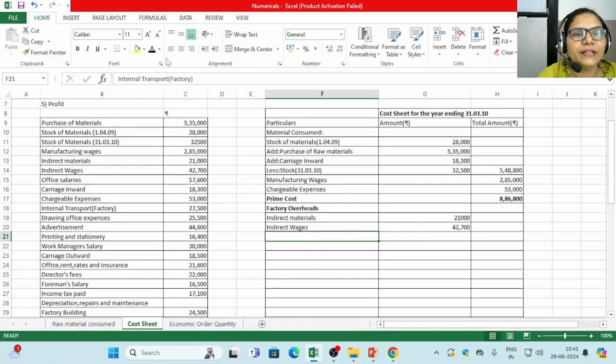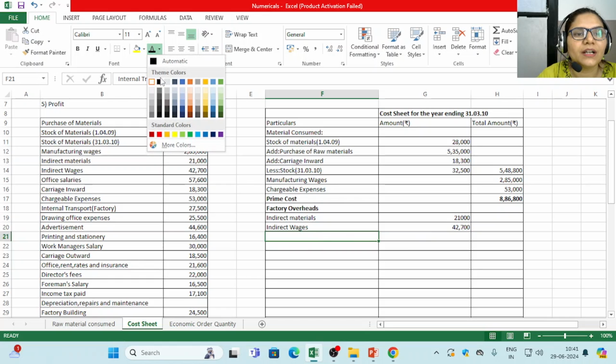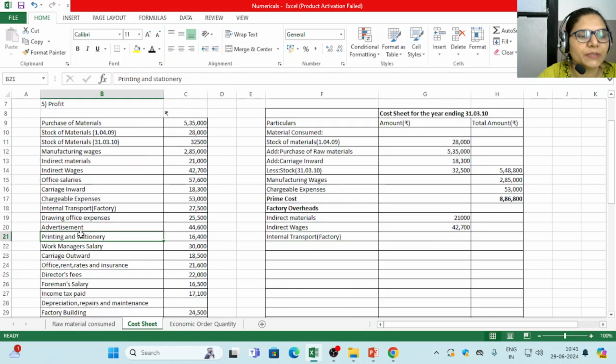After that, your internal transport. Internal transport in your question is specifically given as related to the factory, which is rupees 27,500.